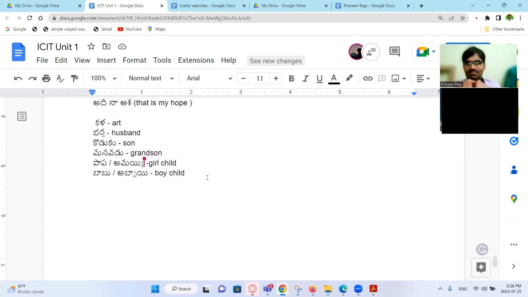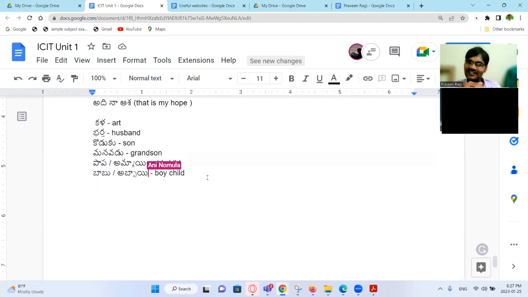Ma has Mavattu and Dirgam. Then Ya doesn't have anything, just E only. Amma, like this. But Dirgam should be there, like Abba. Ma. So it should be a long A. Yes, now it's perfect. Papa or Ammai, girl child. Babu or Abbai, boy child.